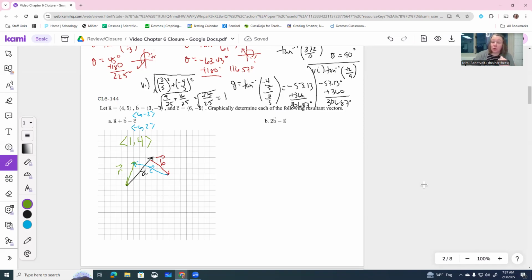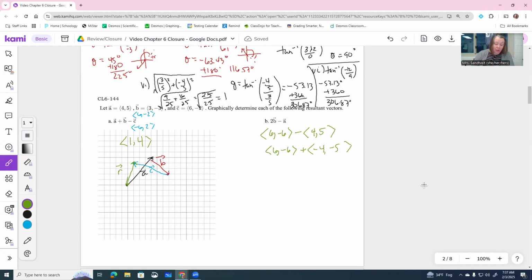Now for this one, I have twice B. So if I double my B, that would be 6, negative 6. And then minus my A, which was 4, 5. And so really what I'm doing is 6, negative 6 plus the opposite of this, which is negative 4, negative 5, if it helps you to think of it that way.